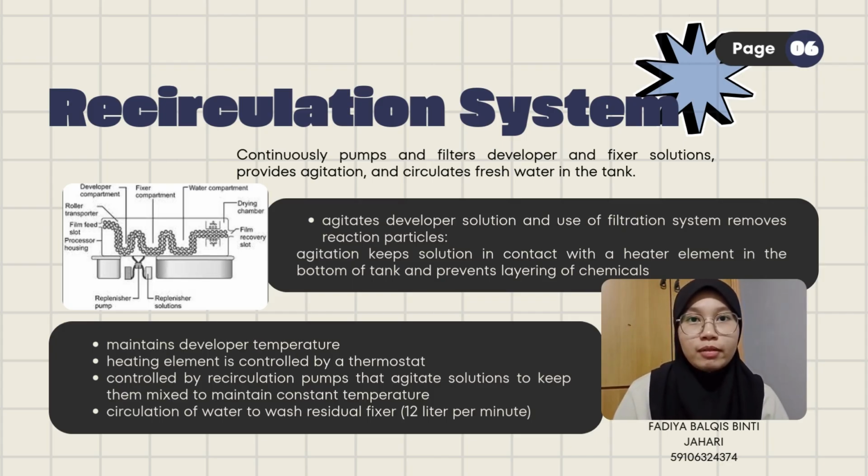It maintains developer temperature. The heating element is controlled by a thermostat, and the system is controlled by recirculation pumps that agitate the solutions to keep them mixed to maintain constant temperature. Circulation of the water is to wash the residual fixer, at 12 liters per minute.